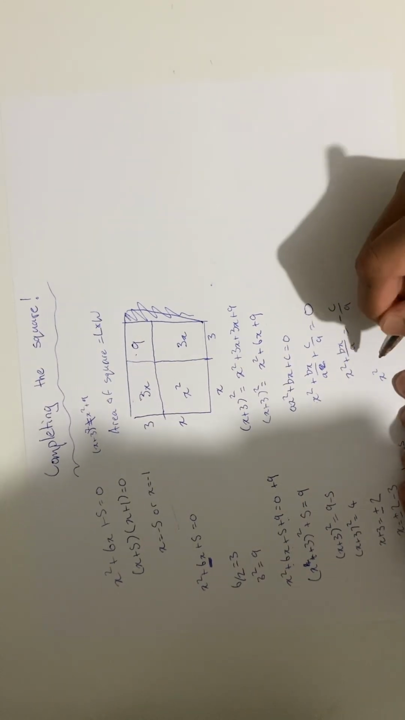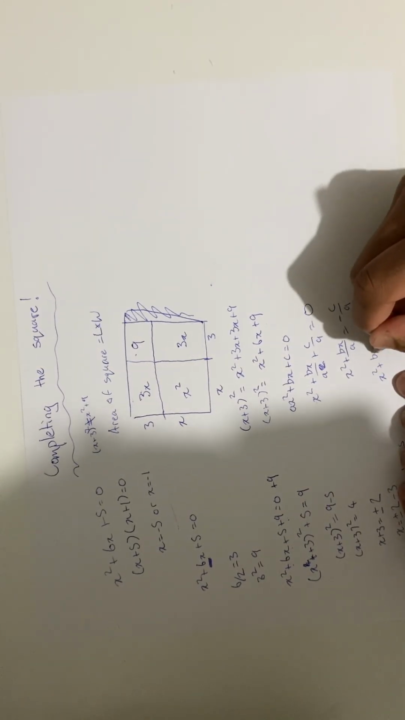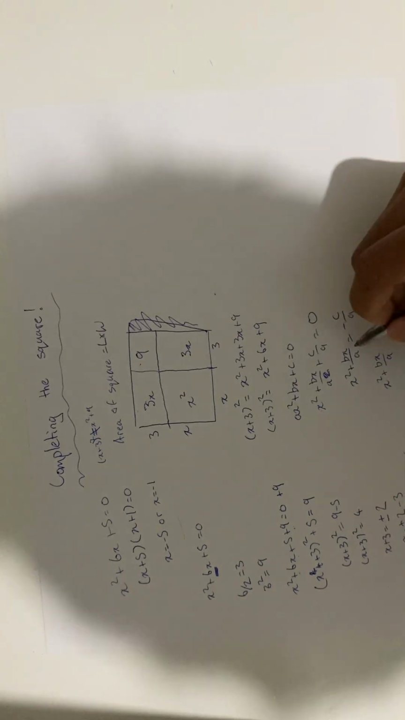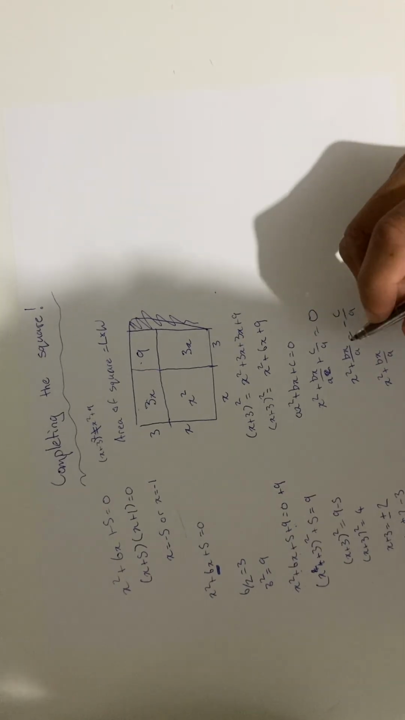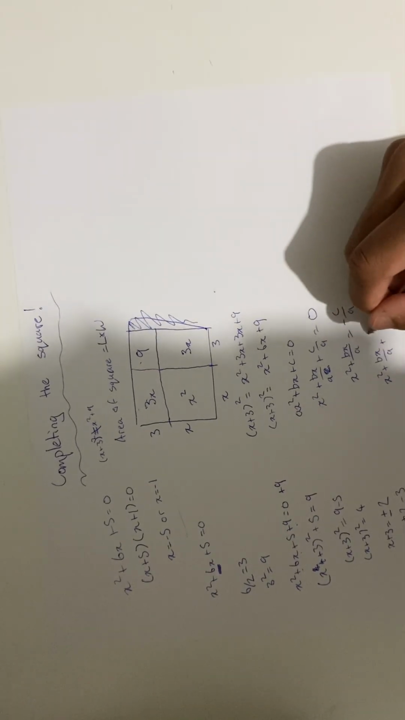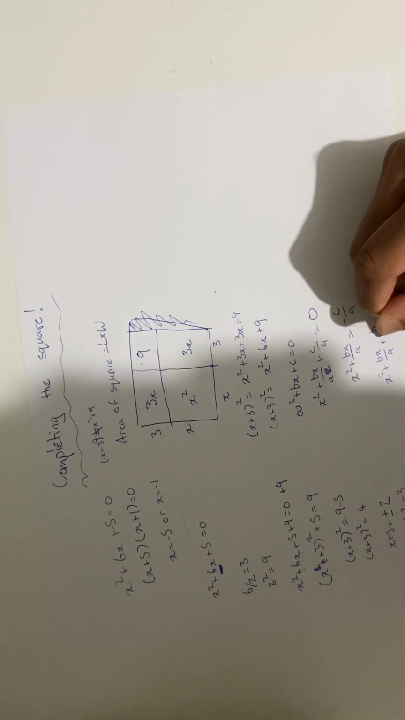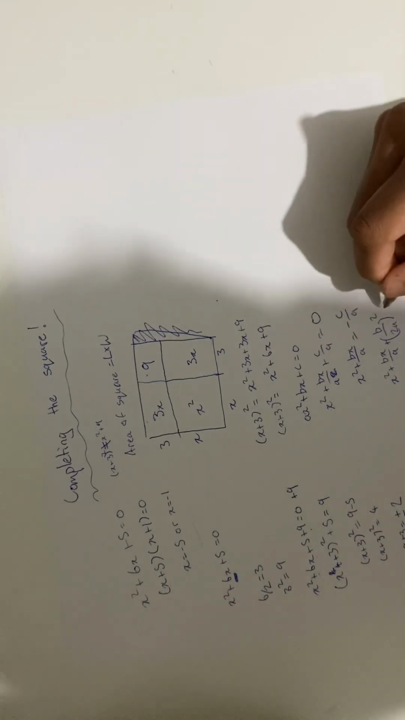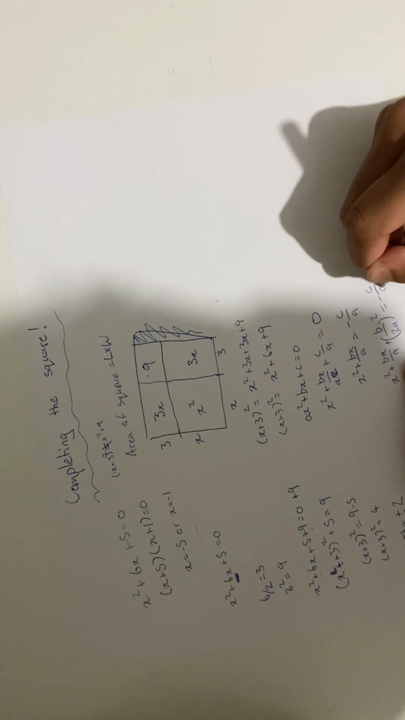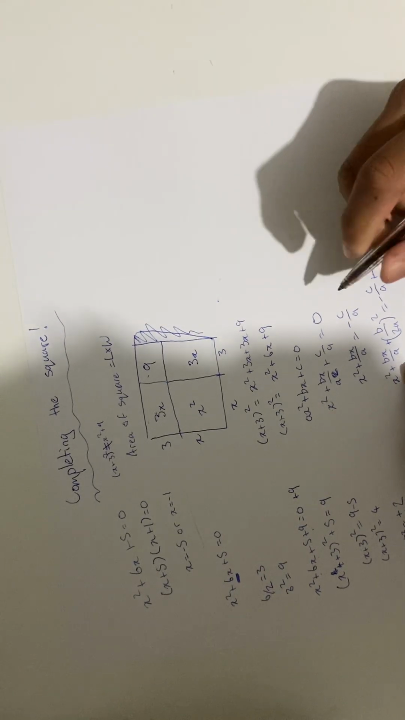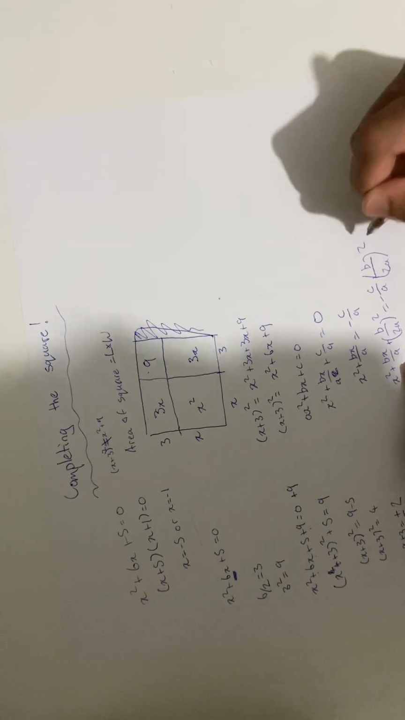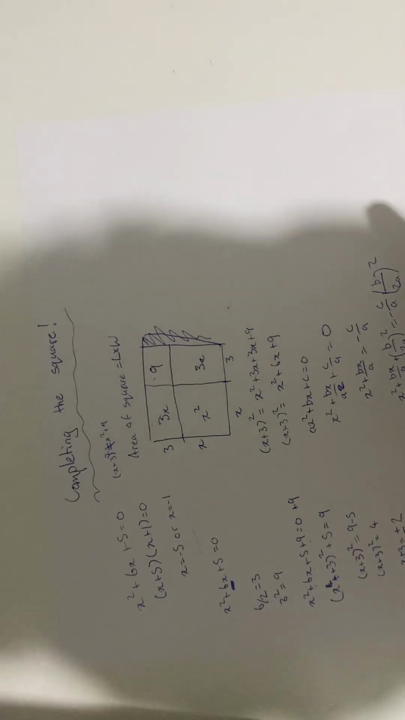Now, let's complete the square for bx over a. So we know that x squared plus bx over a. So look at the coefficient of x. We know the coefficient of x here is b over a. So we can just simply do b divided by 2a, squared, so we get x plus b over 2a, squared, is equal to minus c over a plus (b over 2a) squared. Now, let's solve it.